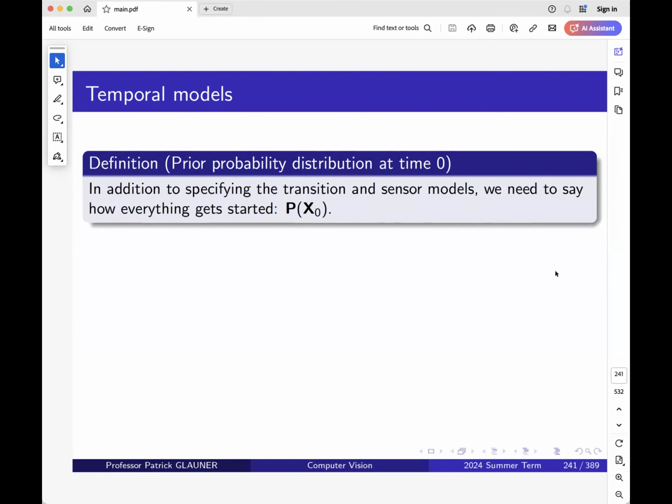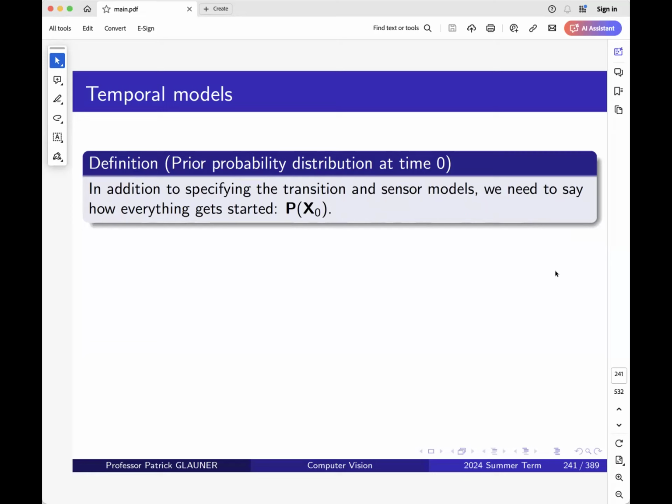Today, we'll continue temporal models. We will discuss filtering in greater detail, and then we look at a few other tasks that temporal models can do. Once we have that, we will look into a very specific filter, which is the Kalman filter, and we'll develop it step by step.